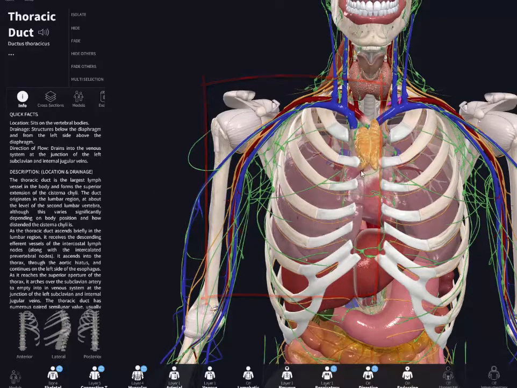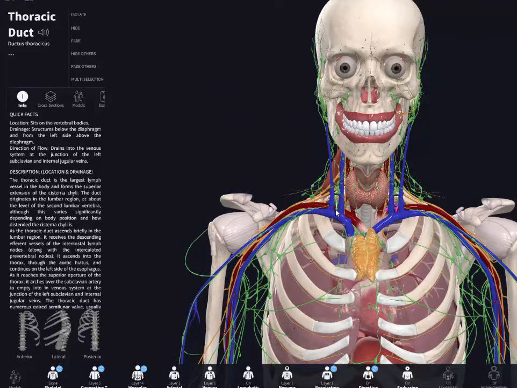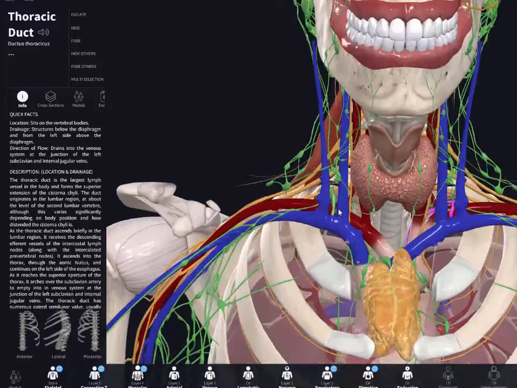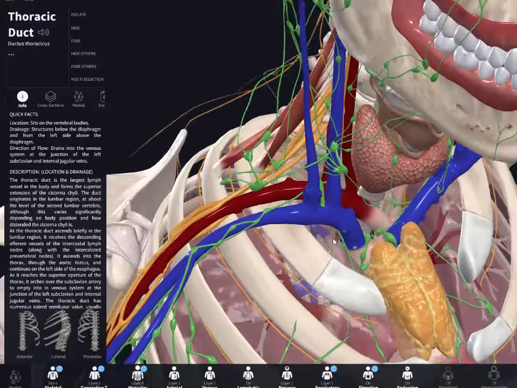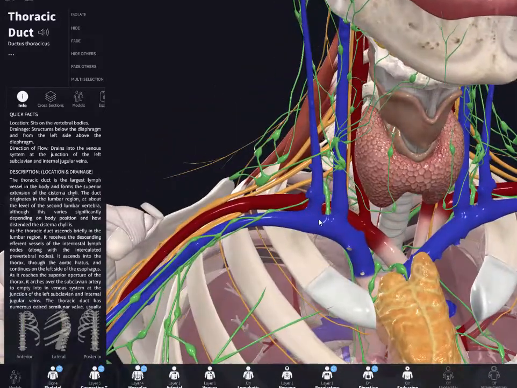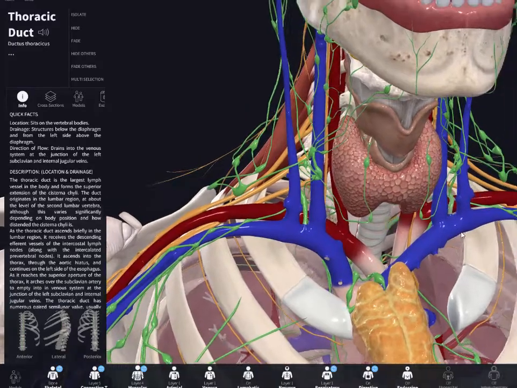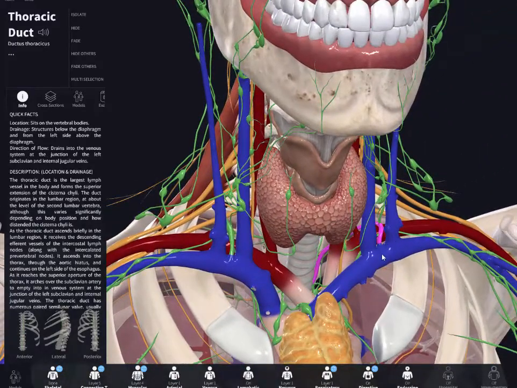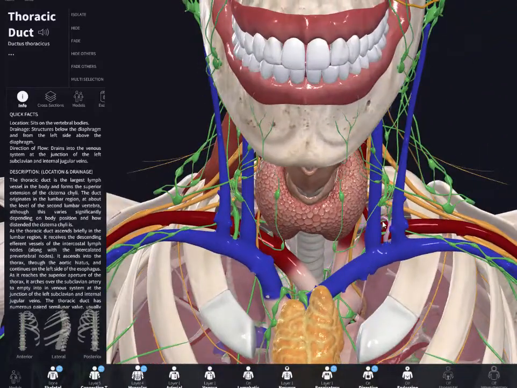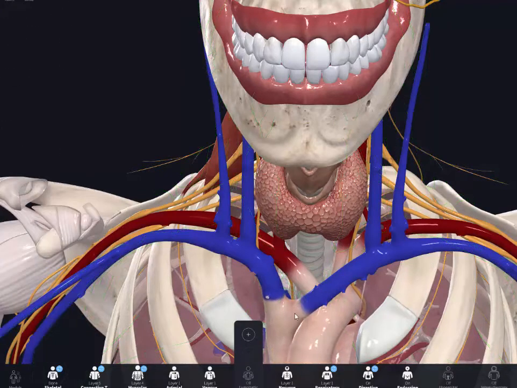All right, so your right lymphatic duct will return the lymph into the right venous angle, which is the angle between your IJV and subclavian vein. And the thoracic duct enters at the angle between the subclavian vein and the IJV on the left side, respectively. So let me go ahead and hide those lymphatics again. Good. Okay, so now we can talk about the nerves a little bit.